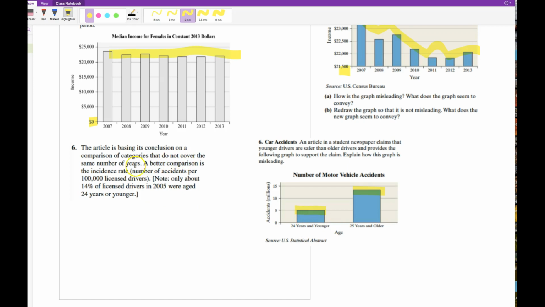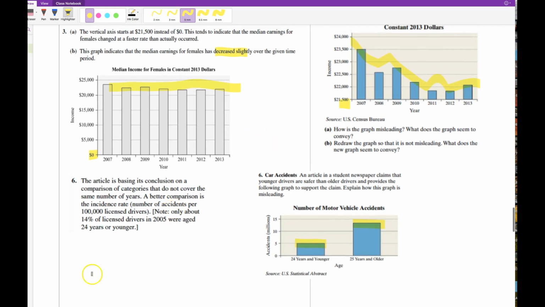And so a better comparison, like it says, is the incident rate, number of accidents per 100,000 drivers. And you can see 14% of licensed drivers were 24 years and younger, so at least like 86% in this category. So of course they're going to have more. So that's it for 2.4 solutions.